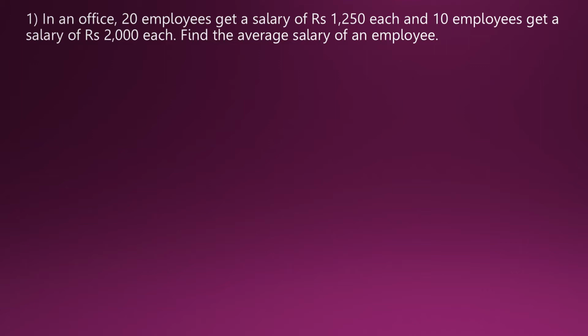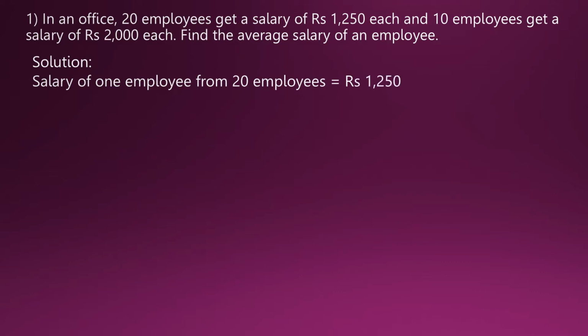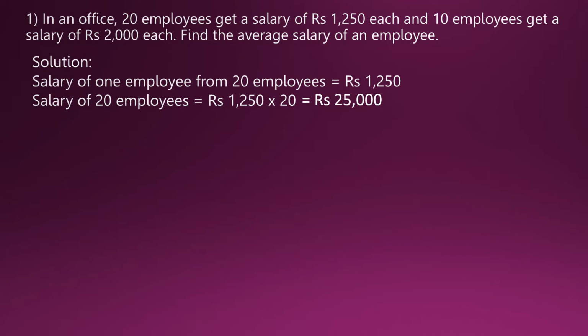In an office, 20 employees get a salary of rupees 1250 each and 10 employees get a salary of rupees 2000 each. Find the average salary of an employee. Write the solution. Salary of one employee from 20 employees is equal to rupees 1250. So salary of 20 employees is equal to rupees 1250 multiplied by 20. Now do the multiplication. We get rupees 25,000.